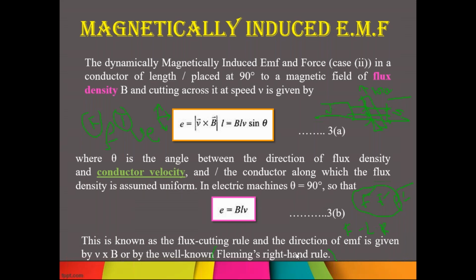This is given by Fleming's right hand rule. In the right hand rule, I will explain the indication of the different directions. So remember well: in Fleming's right hand rule, the thumb finger indicates the motion, that is the direction of force. The forefinger indicates the direction of field. The middle finger indicates the direction of induced EMF.